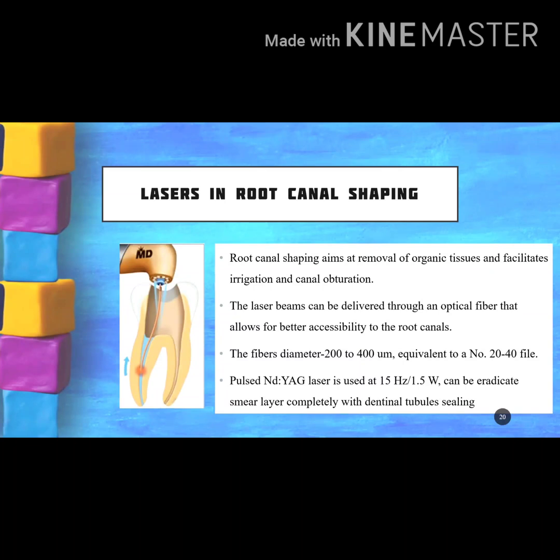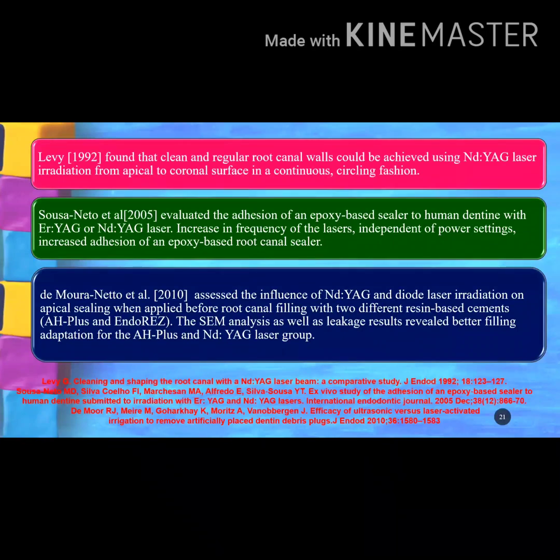Plus Nd:YAG laser used at 50 hertz and 1.5 volt can irradiate the smear layer completely with dentinal tubule sealing. Now, some literatures. Levy in 1992 found that a clean and regular root canal wall could be achieved using Nd:YAG laser irradiated from the apical to coronal surface in continuous and circulating fashion.